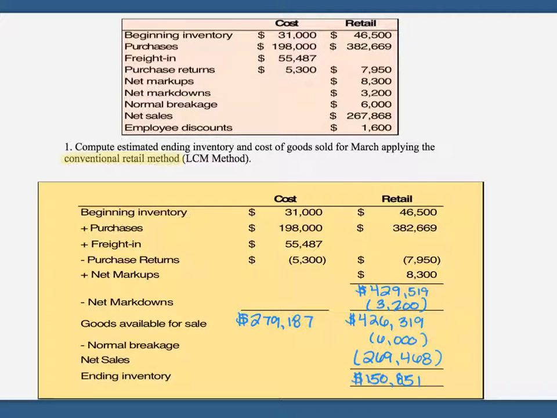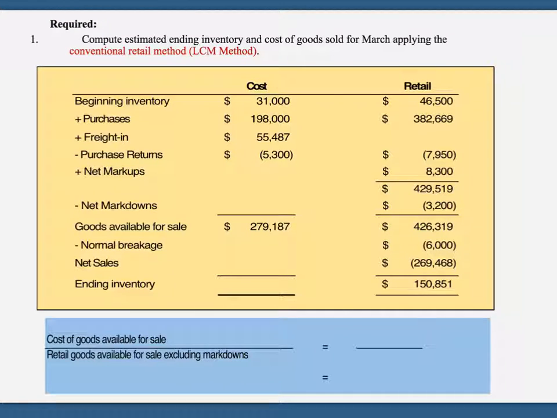So now we have this information. Let's go ahead and calculate the ratio. To calculate our ratio, we need cost of goods available for sale divided by retail goods available for sale excluding markdowns. So that's going to be this number here from cost, and then here our 429,519 for retail. We'll plug those numbers in, and after dividing, your percentage is going to be 65%.